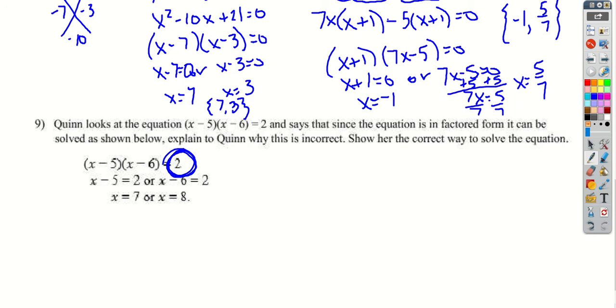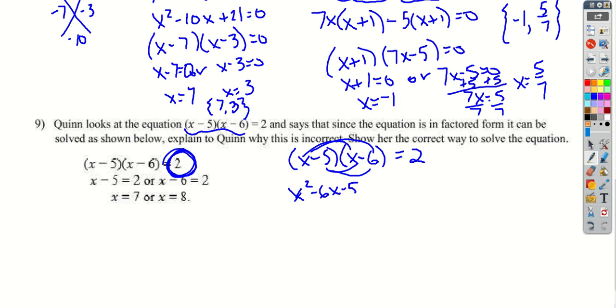Okay? So the correct way to solve this, we actually have to take all this stuff and multiply it back together again. Okay? So I got to take x minus 5 times x minus 6 and do the Humpty Dumpty and put it all back together here. Okay? So distribute x squared minus 6x minus 5x plus 30. I'm going to add the 2 to both sides and combine like terms. Watch out now. Minus 11x plus 32 is equal to 0.